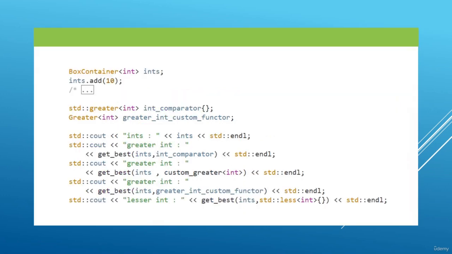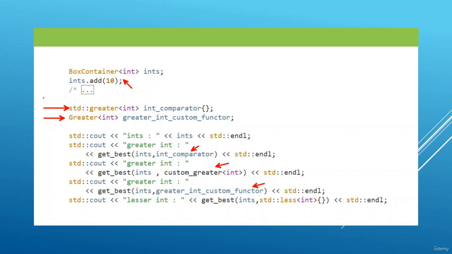So for example, we can also set up a box container for ints and really compare things. We can add stuff here. We can use a built-in standard functor as we see here. This is int comparator. We can use that right here. We can use our own custom-built functor to compare things. So this is going to be greater int custom functor. We can use that right here. We can even instantiate our custom greater function, and it is going to work as a callback for our function here, and everything is going to fall in place.